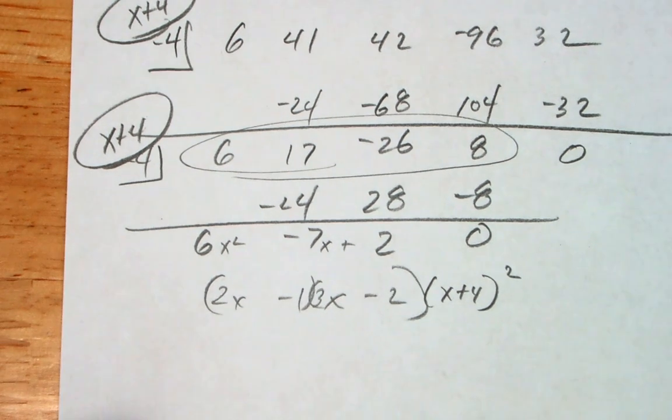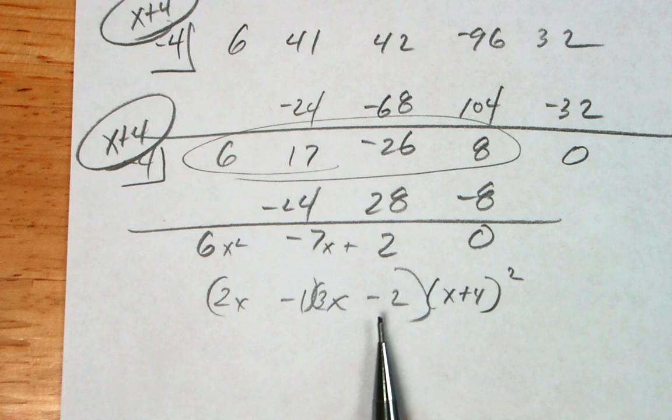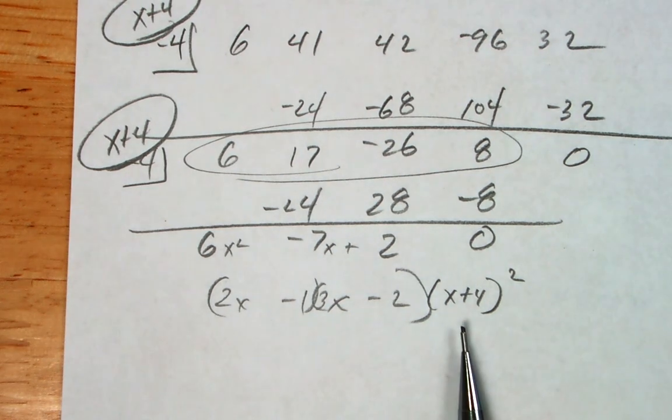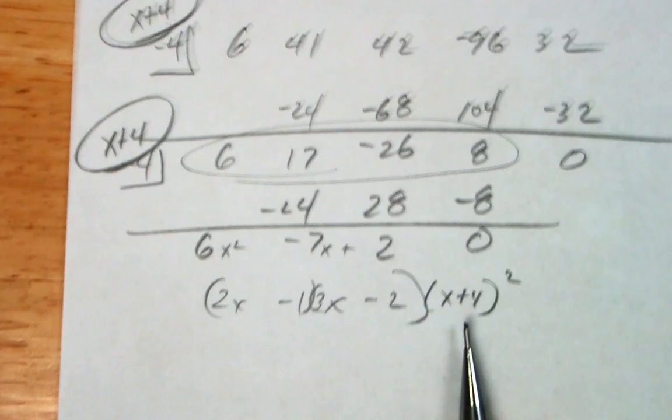Did you notice that they said their solutions were 1/2, negative 2/3, and negative 4 with multiplicity 2? Multiplicity 2 means that answer actually happens twice. And that's what impacts how it behaves at that point on my graph.